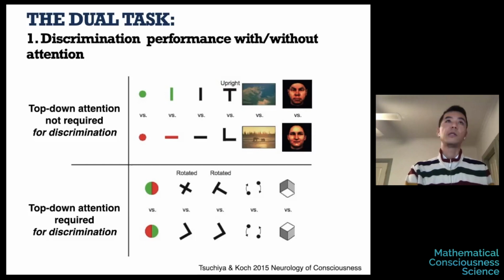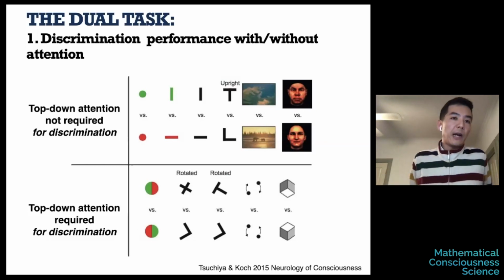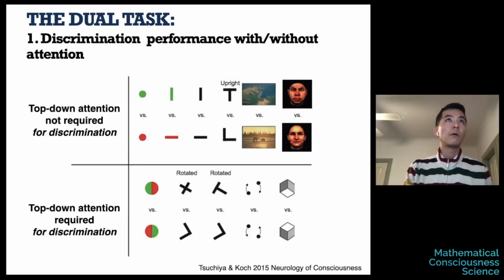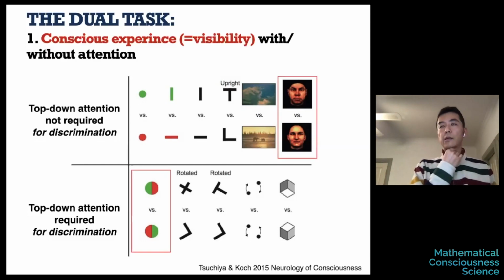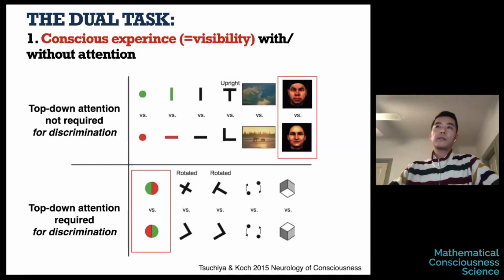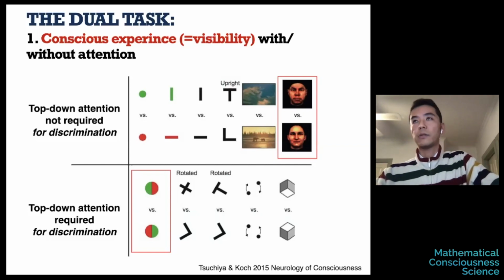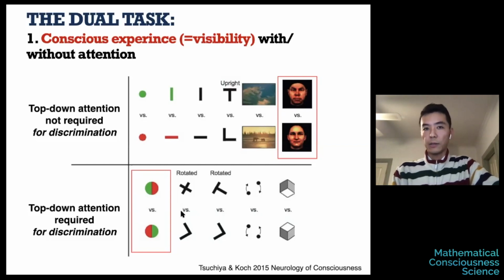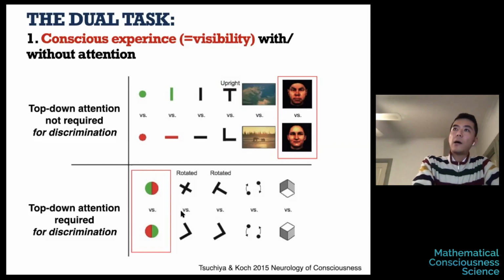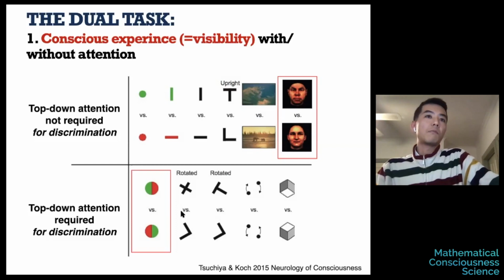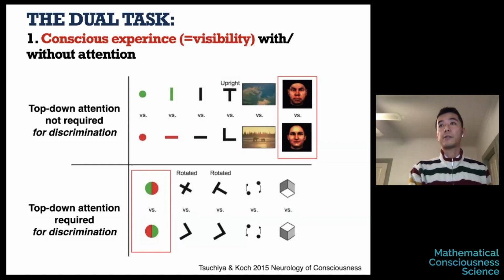That's one possible interpretation. Most of the dual task experiments in psychophysics didn't really care about consciousness up until a couple of years ago. Recently, we added a twist to this task and asked people whether they actually see these faces or red-green discs consciously. It turns out that, using a confidence rating or visibility rating, it didn't matter: people can actually see the face, male versus female, consciously without attention. However, this red-green disc just cannot be seen when you are paying attention at the center.